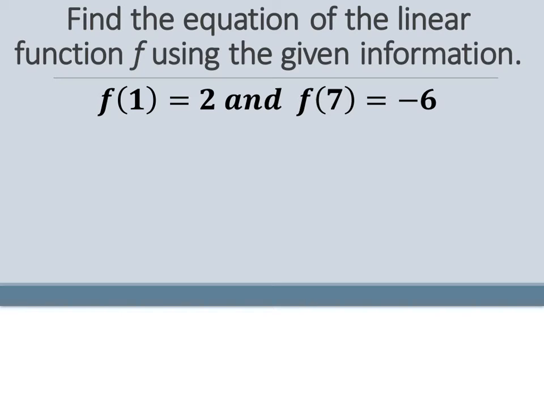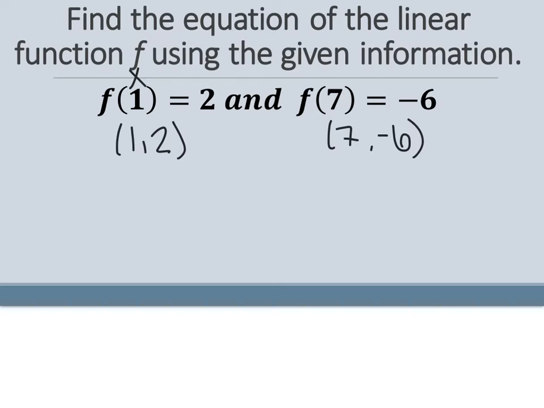So this says that f of 1 is equal to 2. That's just a fancy way of saying when I plugged 1 into my function, I got 2 out. So this is just the point (1, 2). Because think about it, what usually goes here? The x. So that 1's the x, that 2's the y. And then this says when I plugged 7 into the exact same function, I got -6 as my output.